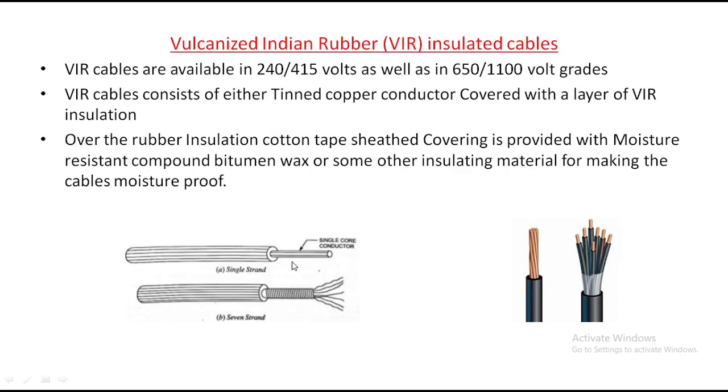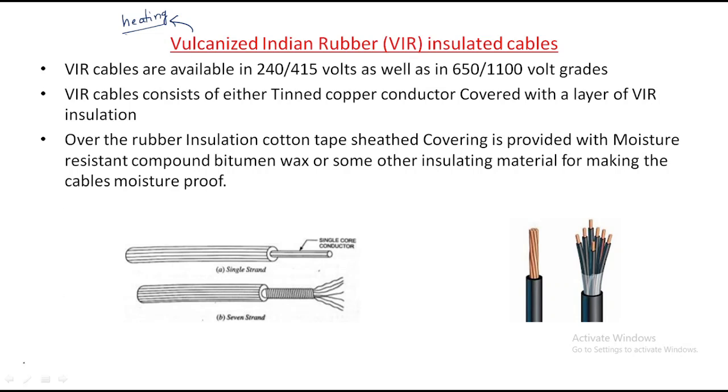In that, the first is vulcanized Indian rubber, VIR insulated. First, what does vulcanized mean? Vulcanized means heating the Indian rubber so it gets more properties. Indian rubber is heated to a particular temperature and some chemicals are added, then it becomes a more insulating element, right?